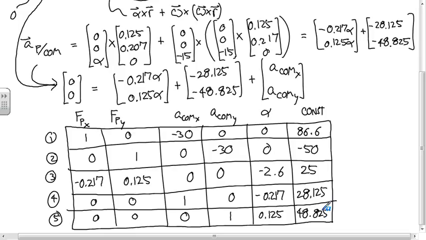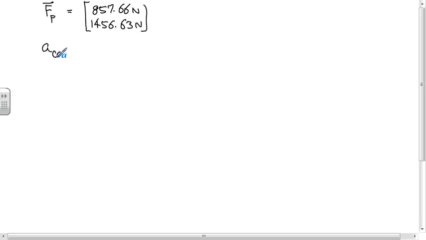Okay, and now use RF on that, and you get that FP is equal to 857.66, 1456.63. We didn't find that out the other method, but we didn't have to for what we were looking for. The acceleration of the center of mass is 25.7, 50.22 meters per second squared. We didn't find that out last time, but we didn't have to.